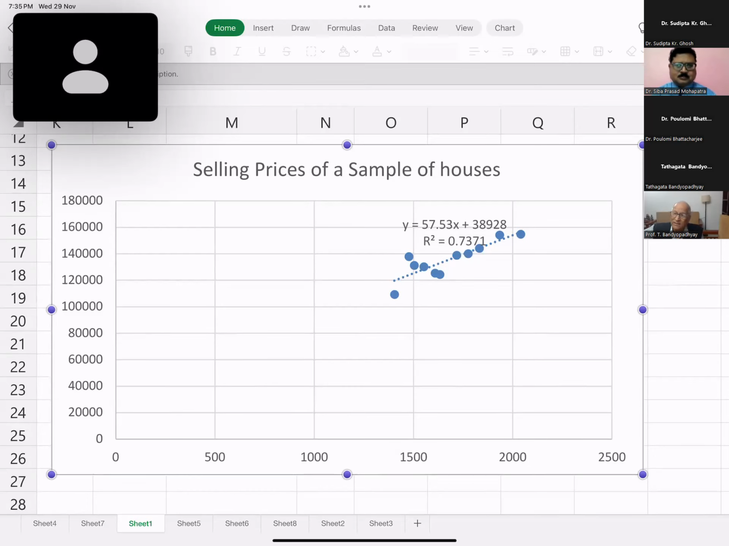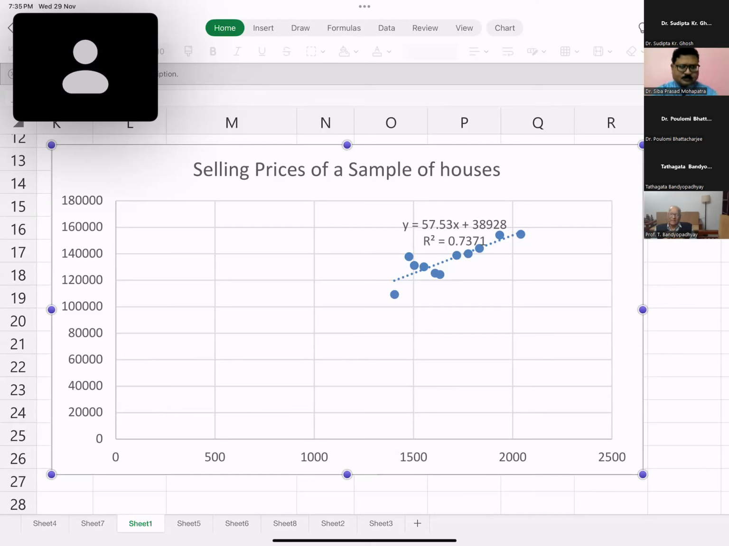How I got this line, I'm coming to that later. But what does it show? I have drawn a line which is going through the middle of the cloud. If I say that these dots have created a cloud, I am drawing a line going through the middle of the cloud, in such a way that some of the points are above the line and some below. So this shows that there is a positive correlation between the size and the selling price of the apartment.